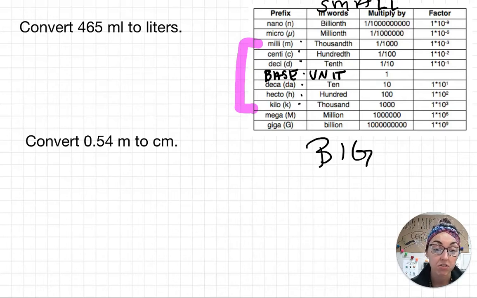And notice we have some extras added on here. So we've got nano and micro. Those are really, really tiny, and we do sometimes use those in chemistry, especially when we're talking about the atom, which is really, really tiny. And mega and giga. We won't really use those so much in chemistry because, again, we're talking about stuff that is really, really tiny. But just know, you might see those sometimes.